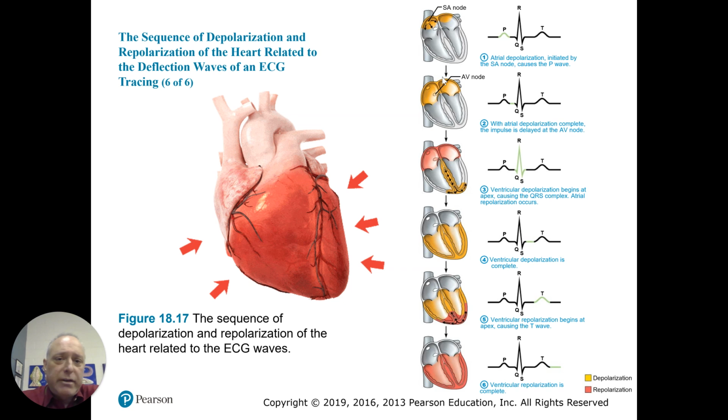Okay, so now we can correlate this with blood flow and contraction. So P wave, contraction of your atria. Then you've got electrical conductivity down the bundle branches into the ventricle where you have contraction. That's the QRS complex. And repolarization, which would be the T wave.